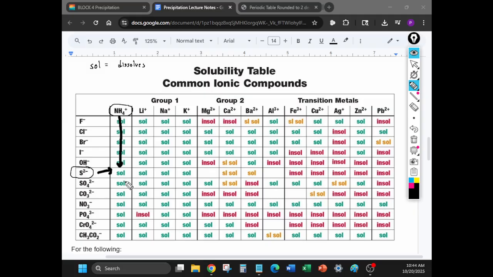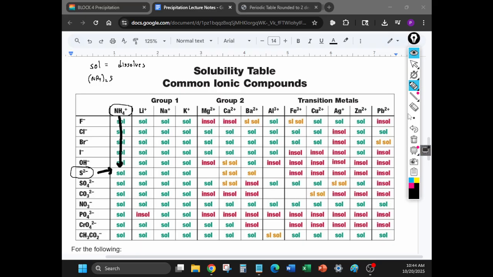Yeah, so that's what you're going to be doing. You're going to have to write the formula. So for your lab, you'll have to write that it's NH4-2S. But this chart just tells you whether it dissolves or not. But yeah, you do need to write the balanced formula and the name and all that. Great question. Okay, everybody good with that? How to read this table? It's pretty easy, right?